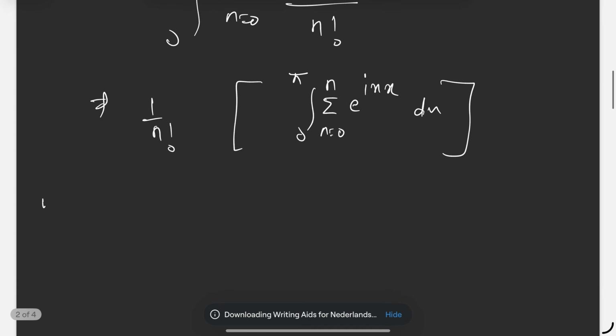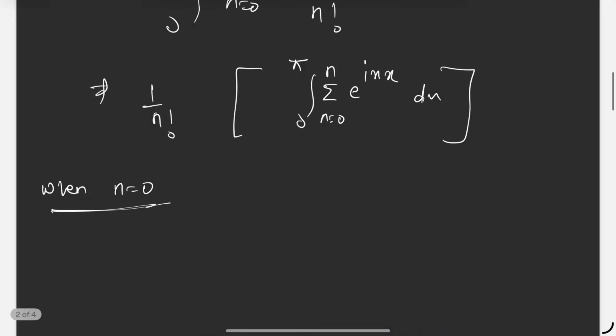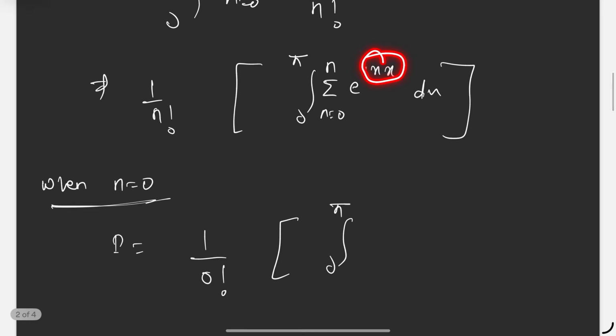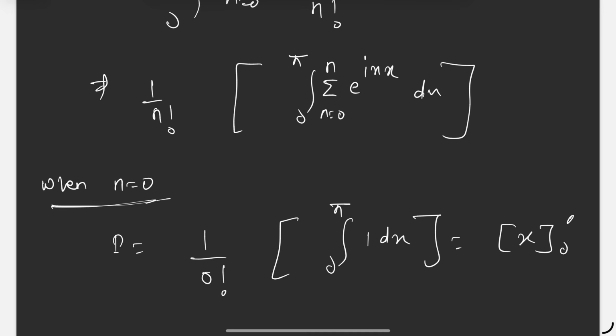Now when n is 0, what will be the answer? I is 1 by 0 factorial into integral 0 to pi. If n is 0, it will come 1. So 1 into dx. So that will be pi by 0 factorial, that is pi by 1. So you can write like this, integration of 1 is x, so x limit here 0 to pi divided by 1 factorial. So that will come pi only.